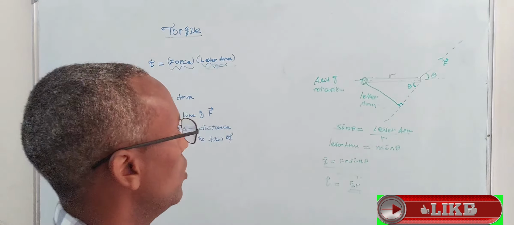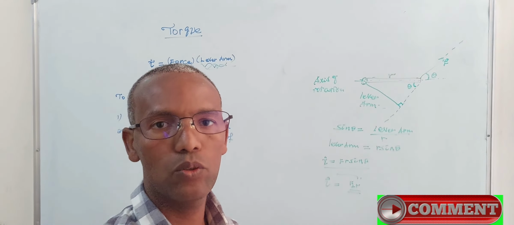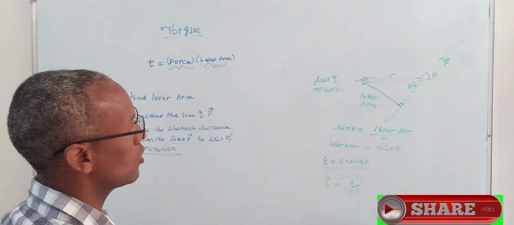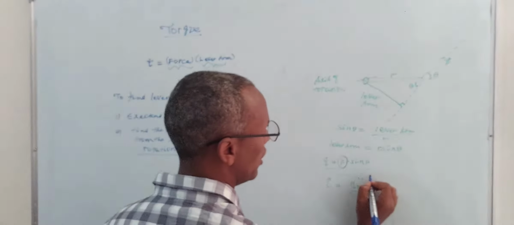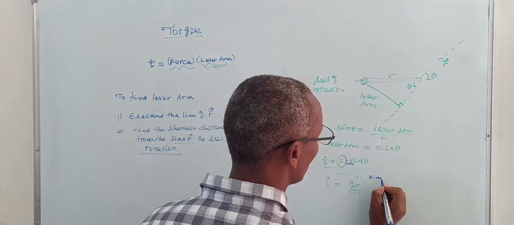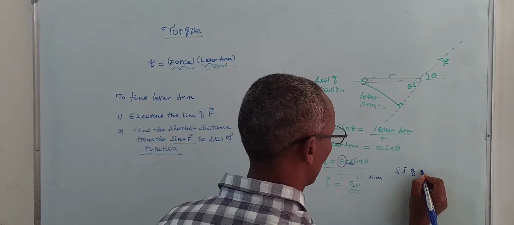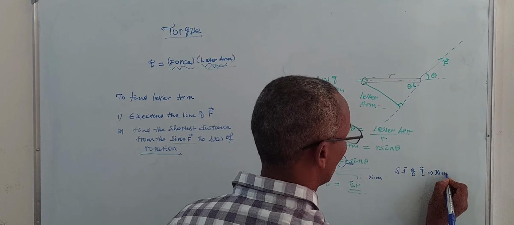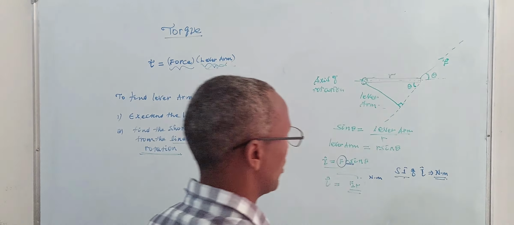And then I just wanted to let you know something about torque. What I was trying to say is about the SI unit of torque. As you know, the SI unit of force is the newton, and the SI unit of position is the meter. So the SI unit of torque is the newton meter, which is the standard unit of torque.